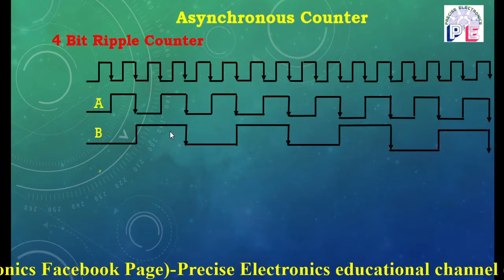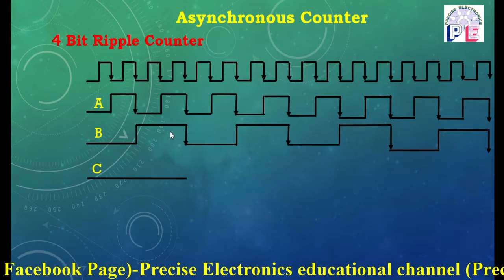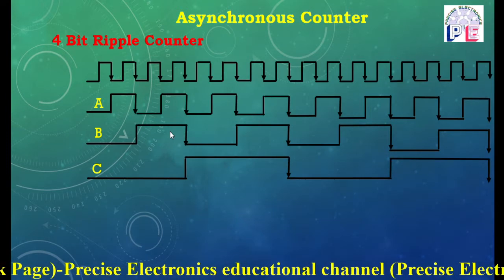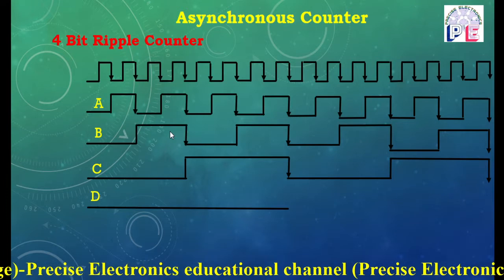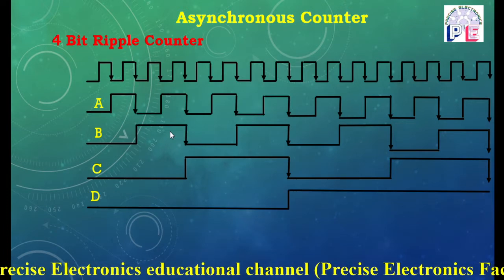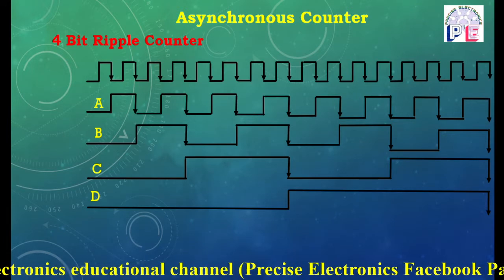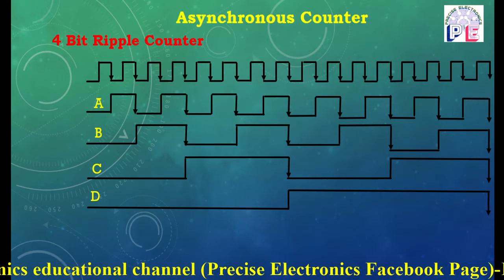Now we are moving toward the state of C flip-flop. Now we are moving toward the D flip-flop. That is a clock diagram. That is actually the clock waveform, or it is known as the timing diagram of our counter.